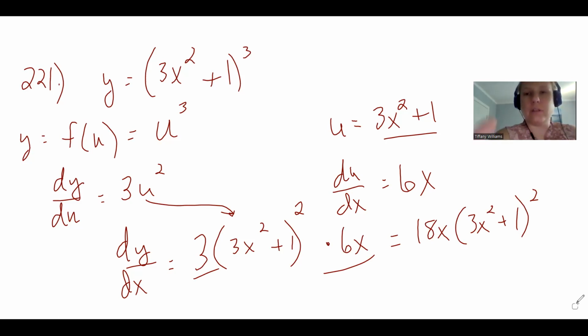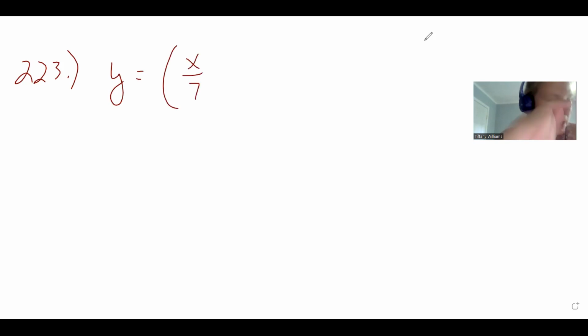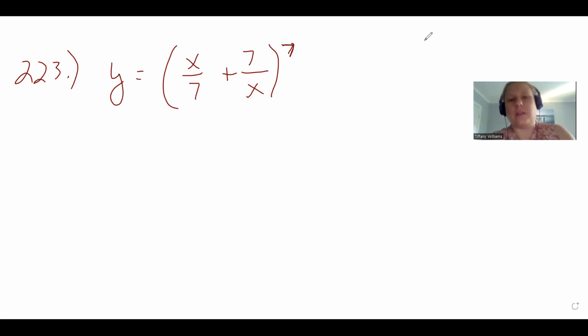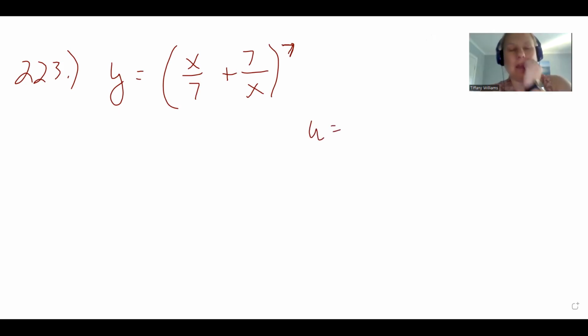Let's try it again with another one. So I'm going to do 223. On number 223, we have y equals x over 7 plus 7 over x, raised to the 7th power. So I need to figure out what my outside function is and what my inside function is. I'm going to start with the inside and figure out what my u is. My u in this case is what's on the inside here, so the x over 7 plus 7 over x.